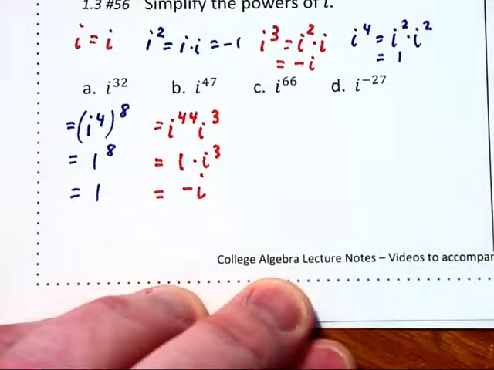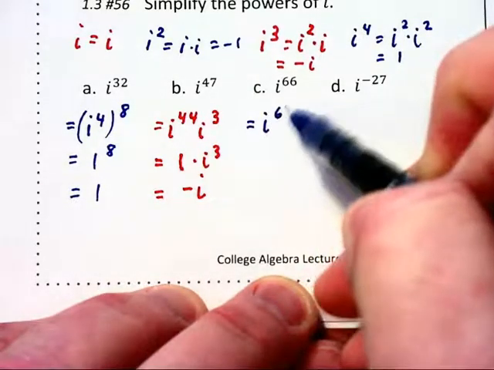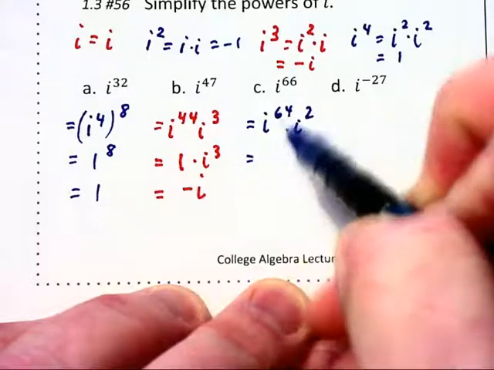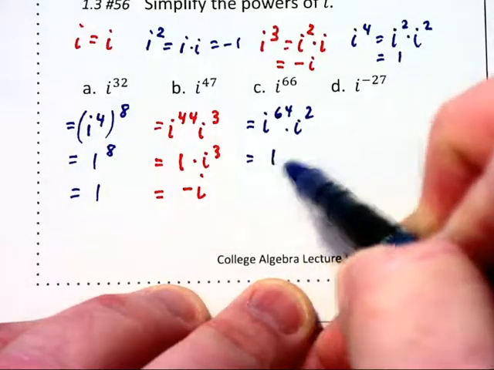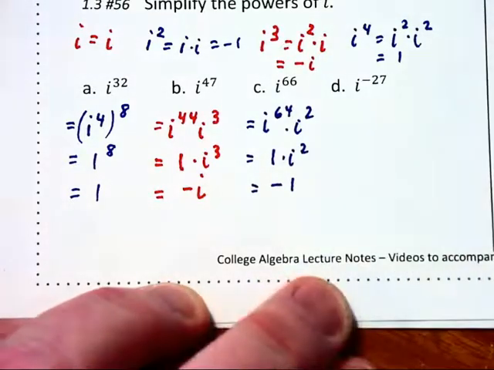With i to the 66th, this can be rewritten as i to the 64th times i to the second. Since 64 is a multiple of 4, that becomes 1 times i squared, and i squared is -1.